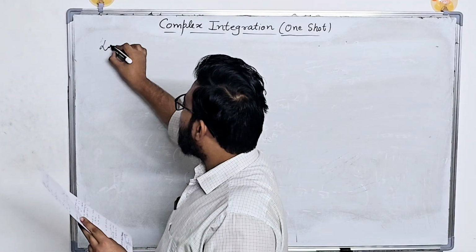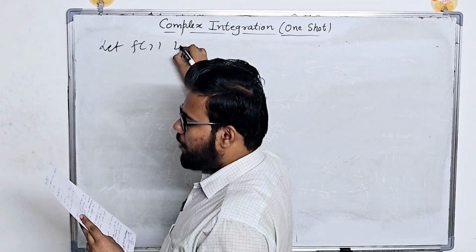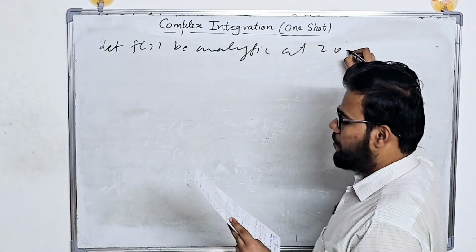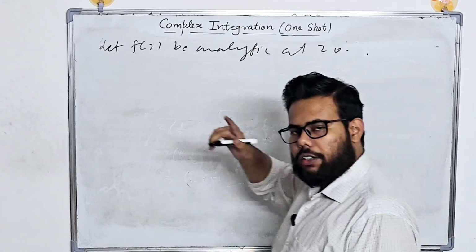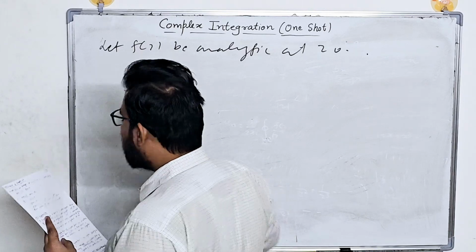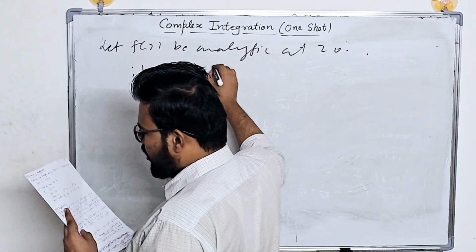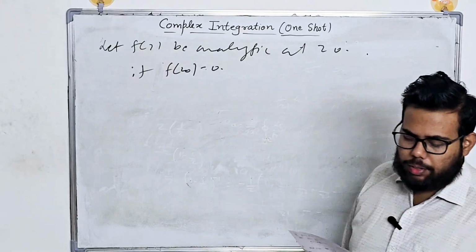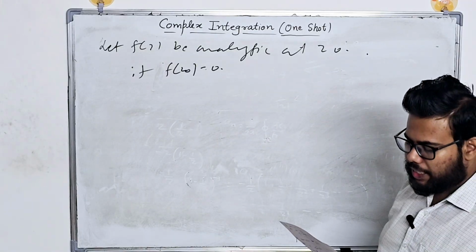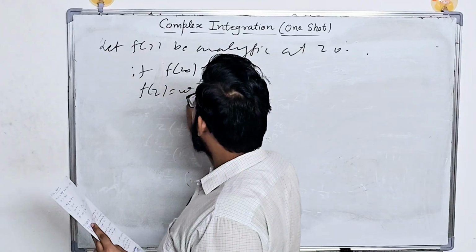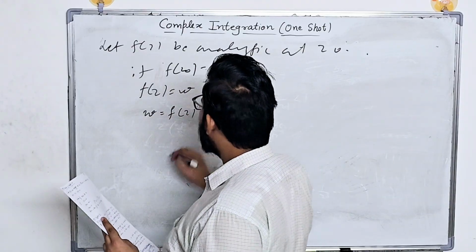Let f(z) be analytic at z naught, right? Then z naught is called the zero of f(z) if f at z naught is equal to 0, right? Now there's something called the order of zero at z naught. So suppose f(z) is equal to some w, so w is equal to f(z), right?